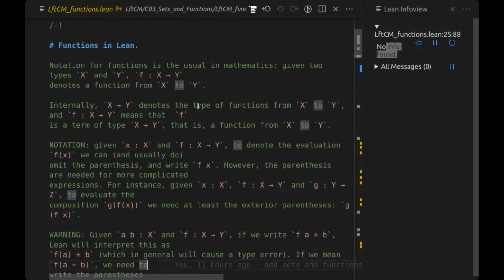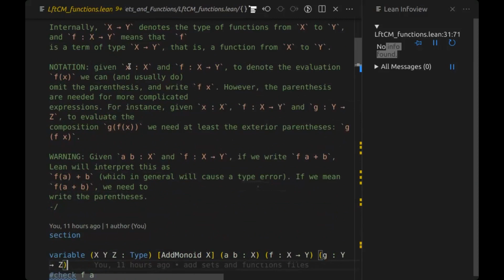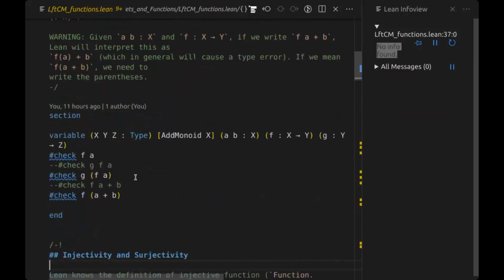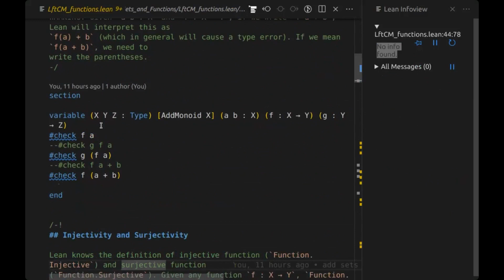If we want to apply this function to an element of the set x, well, we can just denote it the usual way, so f parentheses x. But the parentheses are usually not necessary unless you have a complex expression. So let's look at some examples below. Here I have three types, x, y, z. I have a function f from x to y, a function g from y to z. And I am asking that x is an AddMonoid just so that I can add elements of x and show you some examples. So I first want to evaluate f at an element a of x.